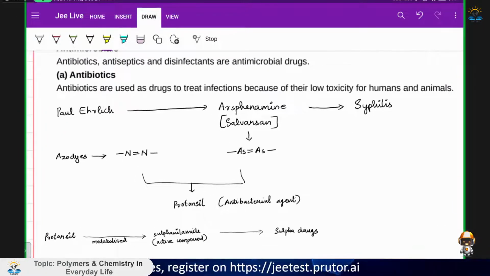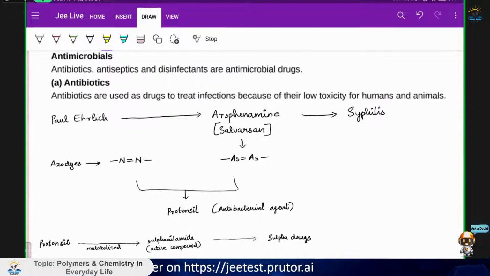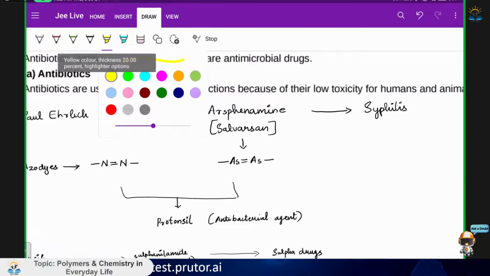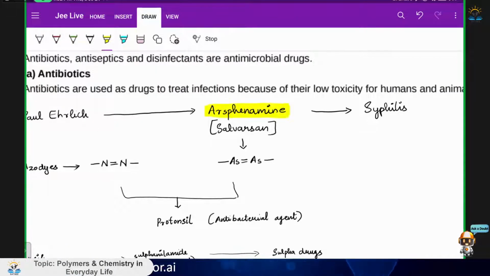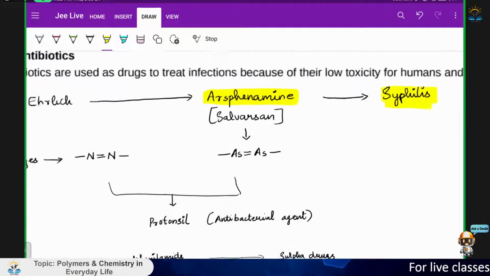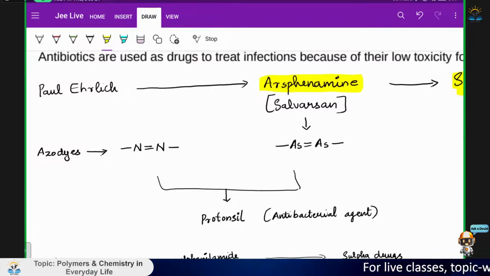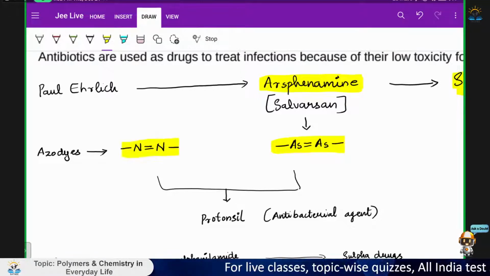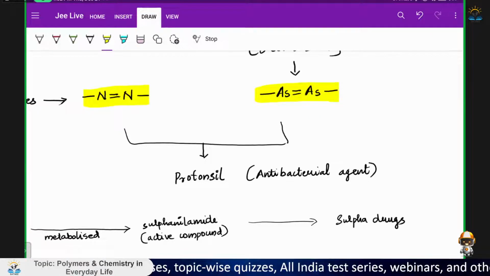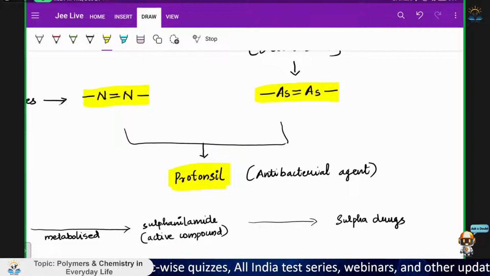Paul Ehrlich first discovered an arsenic-based compound called arsphenamine. Another name for this compound is salvarsan. It was discovered for treating syphilis, and he got the Nobel Prize for this discovery. He observed that both salvarsan and azo dyes have a similar linkage of an arsenic and nitrogen double bond. While observing both these compounds, he came to the discovery of another antibacterial agent called prontosil.